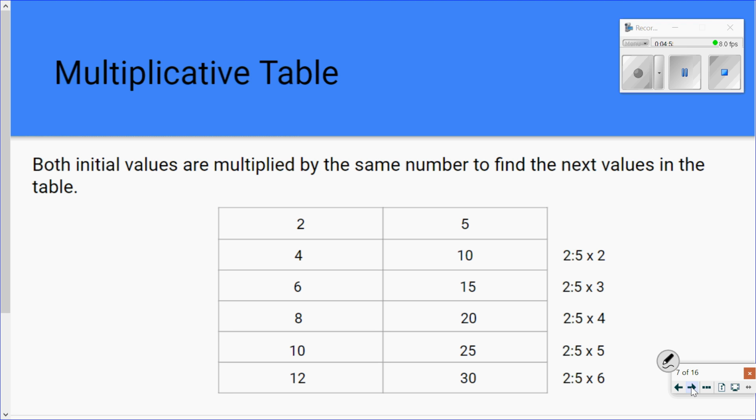Multiplicative table. This is the one that you guys are pretty familiar with. Both initial values are multiplied by the same number to find the next value in the table. So we started with 2 to 5. We multiplied both sides by 2. You guys should be writing this table down as well, every time there's a table up here, unless we tell you otherwise. Whatever you can fit in your book. So, we multiply both sides by 2, we got 4 to 10. We multiplied the original ratio again by 3, that gave us 6 to 15. Remember, we're always going back to the original ratio. And then we multiplied the original ratio by 4, that gave us 8 to 20.